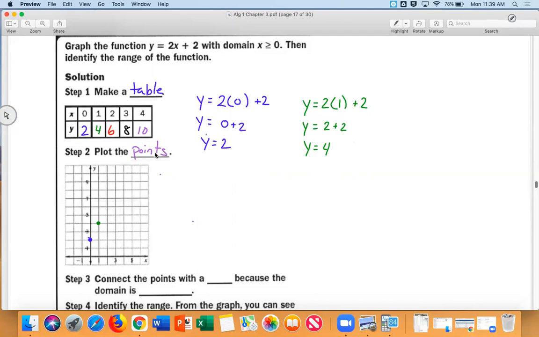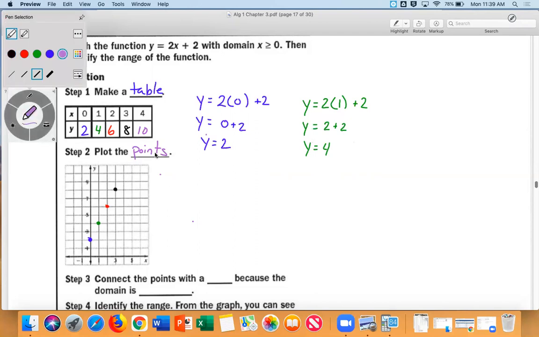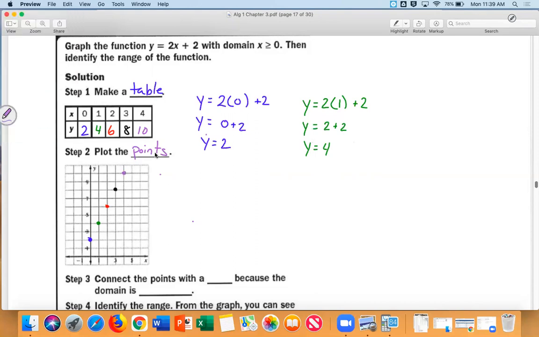For the red point, I went to the right 2 and up 6. For the black point, I went to the right 3 and up 8. And for the purple point, I went to the right 4 and up 10. Does everybody see how those points are in a line? Right? We connect them.